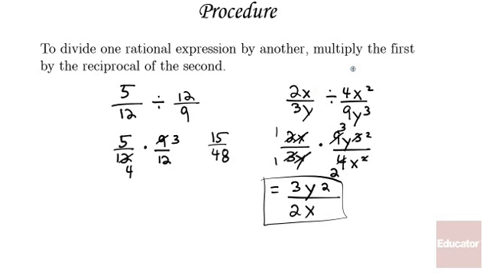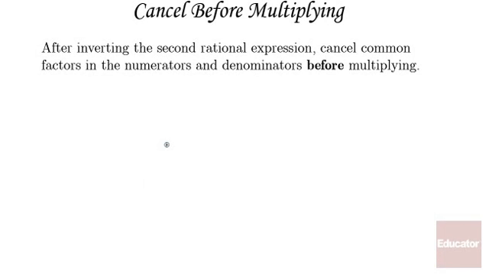After you do that important first step of changing the second expression to the reciprocal and then multiplying instead of dividing, cancel common factors in the numerator and the denominator before you multiply. Cancel before multiplying is a technique that we discussed in the earlier lesson on multiplying rational expressions. The reason we cancel before multiplying is that you're going to get a simpler expression, and multiplication will be much faster and easier. If you multiply first, you'll be multiplying larger numbers and more complex expressions, and it's going to be a lot more work.